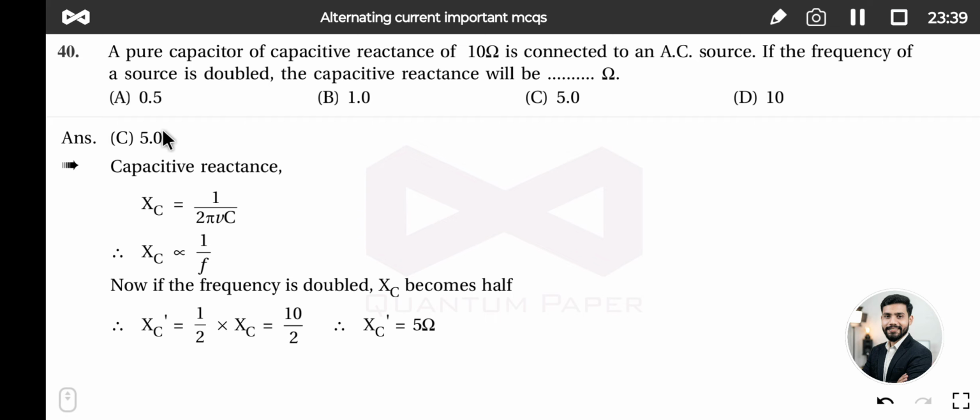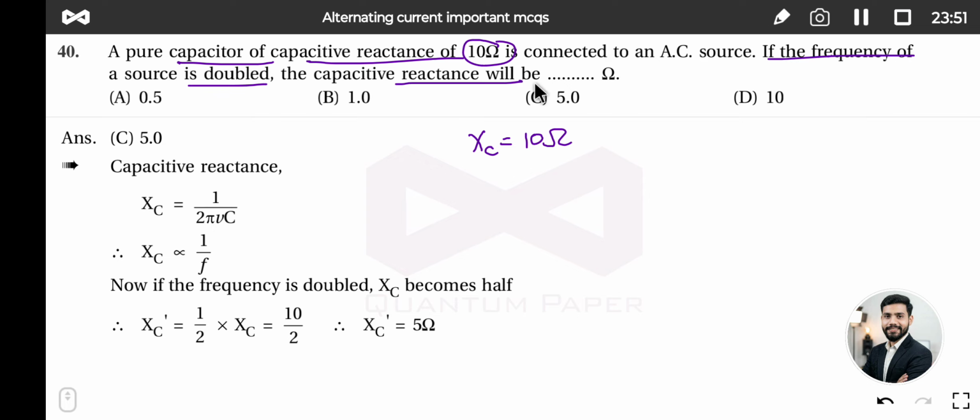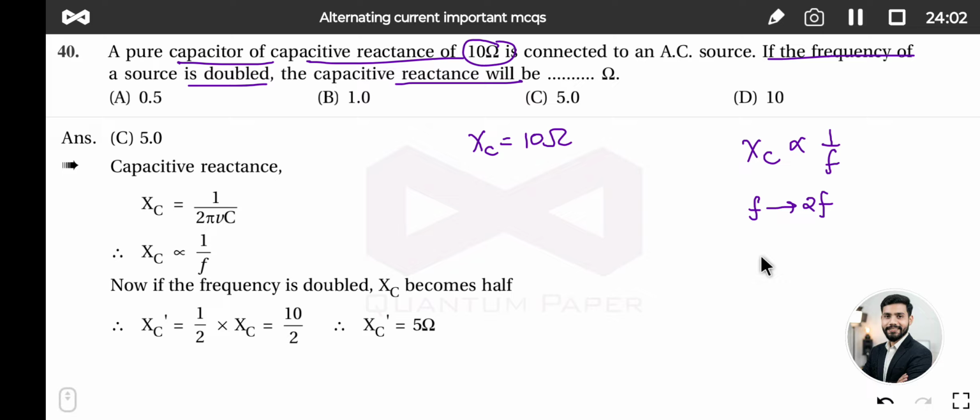Look at the next one. A pure capacitor of capacitive reactance 10 ohm. So XC is given as 10 ohm. There is no resistance when the capacitor is connected. If the frequency of the source is doubled, then what will the capacitive reactance be? We know that capacitive reactance and frequency are inversely related. So if f is doubled, that means 2f, then the capacitive reactance becomes half.